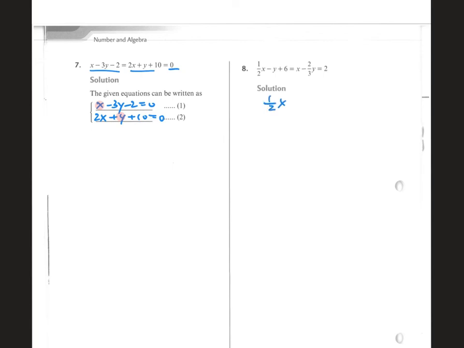One is 1 over 2 x minus y plus 6 equal to 2, while the other one is x minus 2 over 3 y equal to 2. But in these 2 equations, both of them carry fractions, which is something I don't like in solving equations because fractions make the calculation a bit harder. So I will use the trick again. I multiply by 2 in equation 1 to take away the over 2, while I multiply by 3 in equation 2 to simplify it.